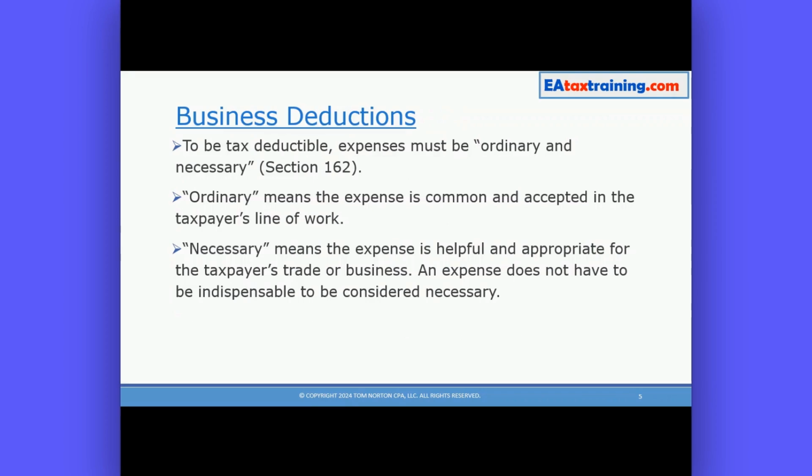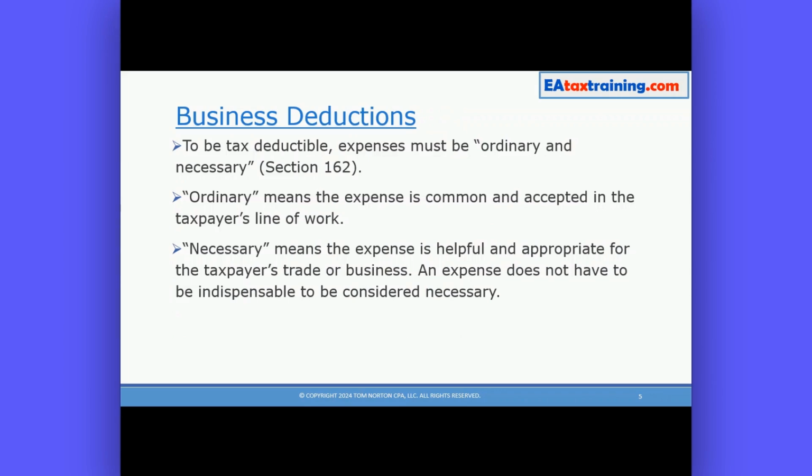So, talking about business deductions in general, and you're going to hear this a lot, you're going to want to get familiar with Section 162, it's called. To be tax deductible, expenses must be ordinary and necessary. That is the phrase that is used and that you will want to know for the exam. You will certainly get a question on this. Section 162: expenses must be ordinary and necessary.